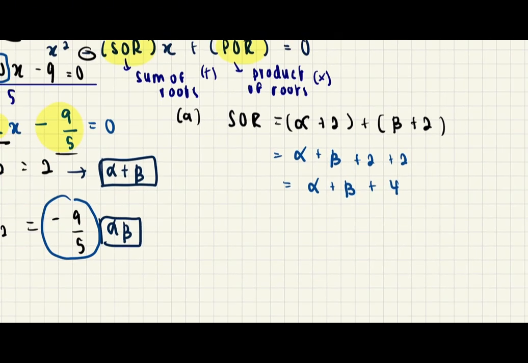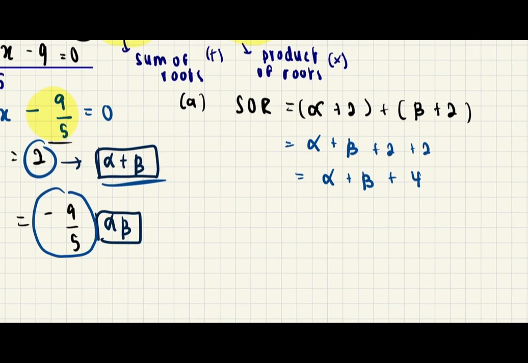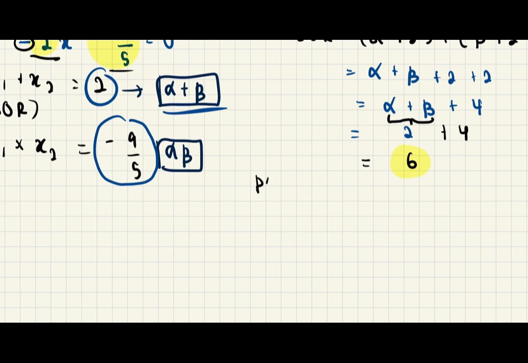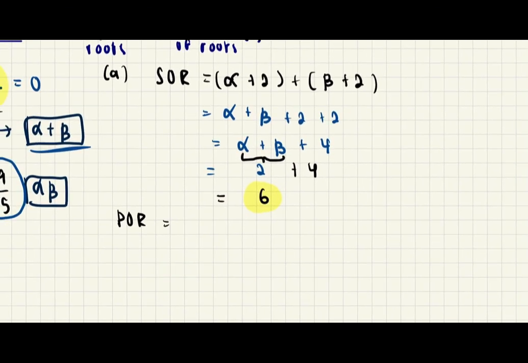So now we know the value of alpha plus beta here, which is 2. So just simply put, instead of alpha plus beta, you put 2 plus 4, you get 6. This is your SOR, sum of roots. What about our POR, our product of roots? What are we gonna do then? Simple enough. You multiply this with this.